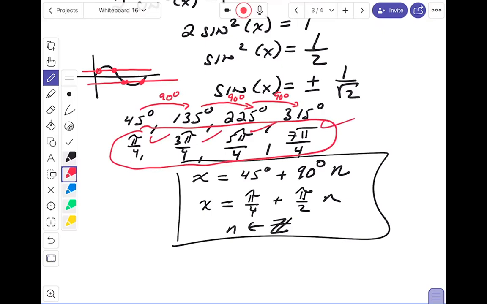By the way, if you look at those answers, they're going up by pi over 2. If you looked at that, they're like 2 pi over 4. They're going up by the same amount. Okay, same thing.